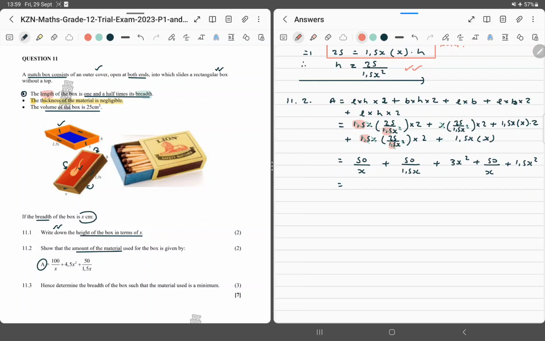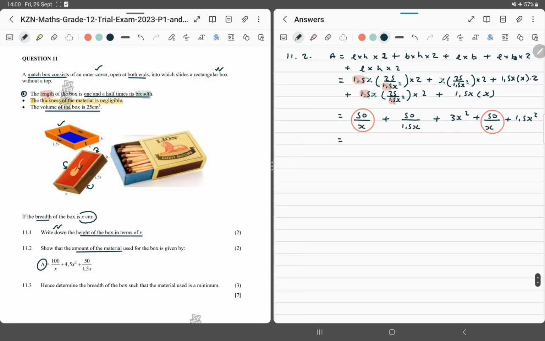Okay, now we've got our like terms, and they like each other, but we're trying to get it to look like that. So this and that, we're going to add 50 to 50, so this is 100 over x. The denominator is common, plus now we can say 3x squared plus that one. Those are also like terms, so they will add to 4,5x squared, plus this one is put last. So there it is, we have shown it.